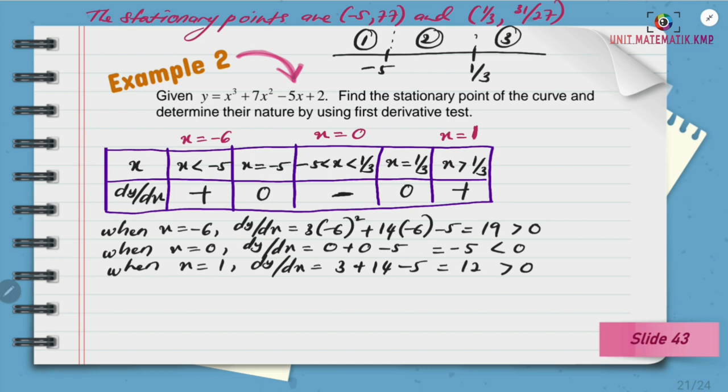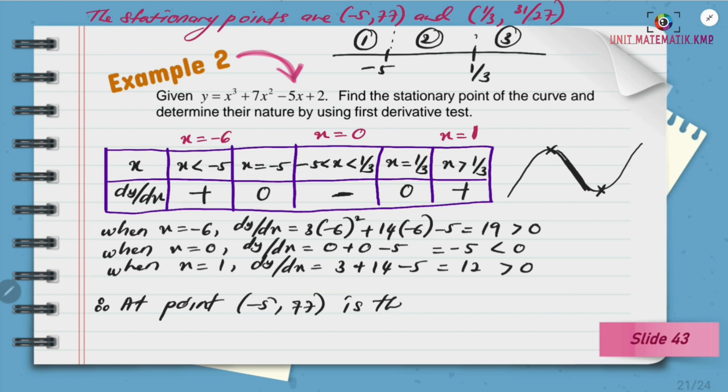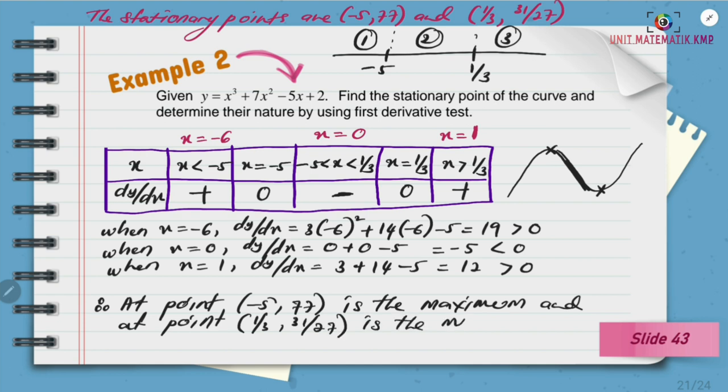From the sign of dy/dx, we have the gradient changing from positive to negative and then changing to positive. That means we have 2 turning points on the curve. Therefore, the conclusion is: at point (negative 5, 77) is the maximum. And at point (1 over 3, 31 over 27) is the minimum.